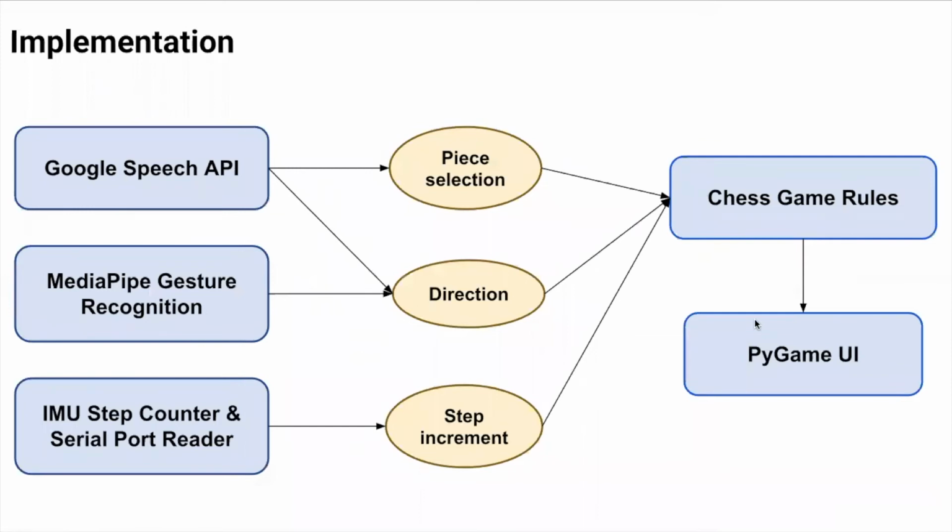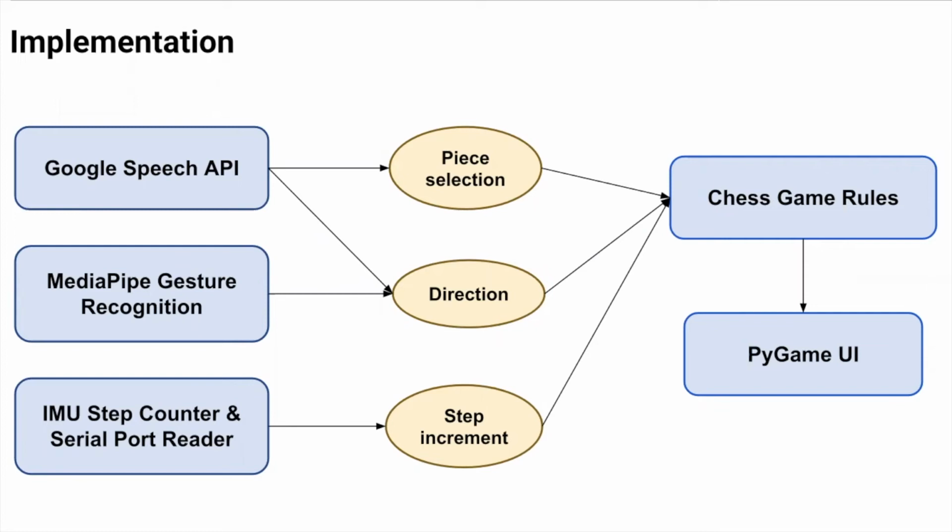Okay, so for the implementation, I used the Google Speech API to receive speech commands like select and drop for the piece selection and any turning commands for the direction. And I used the MediaPipe gesture recognition to detect any swiping motion that changes the direction or any push motion that allows the user to move the pieces around.